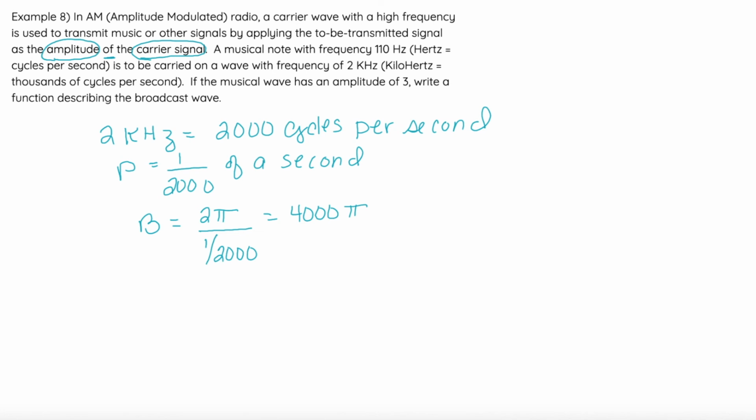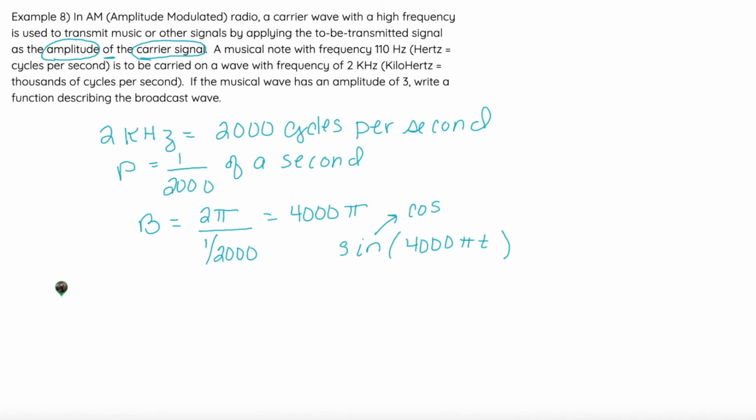So right now I know that I have sine or cosine, because it doesn't tell us if we're starting below or above. So we'll just use sine or cosine. We haven't used sine, so I'll use sine this time, of 4,000 pi t. All right.